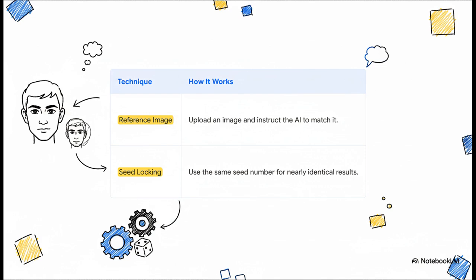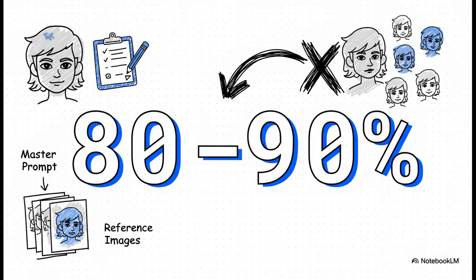And seed locking, which you'll see a lot in tools like Stable Diffusion, is where you use the same seed number over and over to get results that are almost identical. Now this is where the magic really happens. You take that detailed master prompt we talked about, and you combine it with a strong reference image. Suddenly, your consistency rate skyrockets to 80, even 90%. That is huge. The big takeaway here is that these tools aren't meant to be used alone.